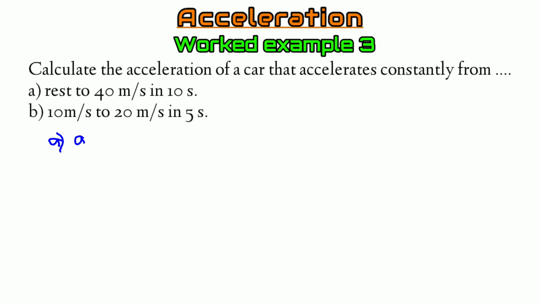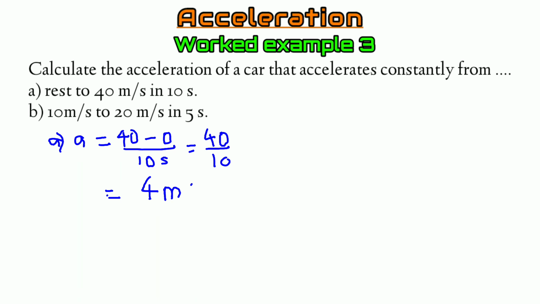Part A. The word rest means the object was not moving before it began accelerating. So the change in velocity is 40 minus 0. So acceleration is equal to 40 divided by 10, which is 4 meters per second squared.